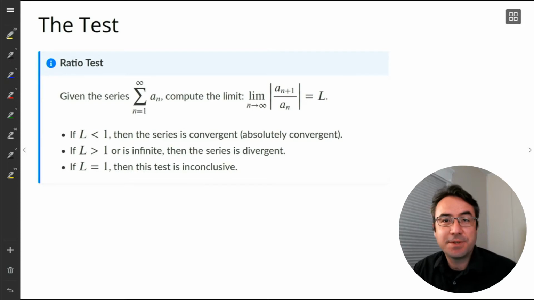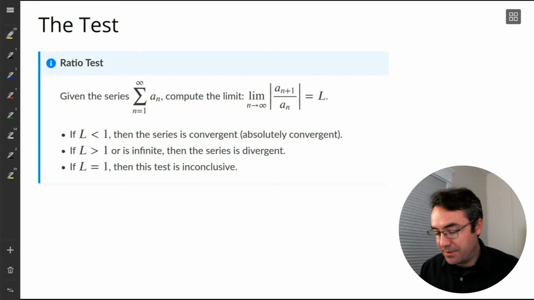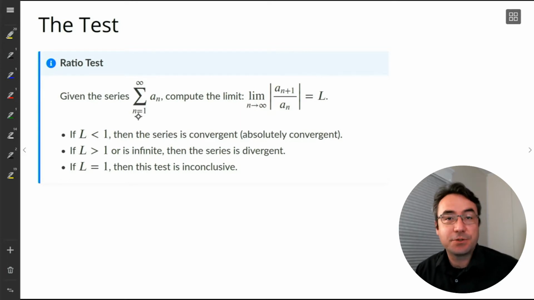So here's what the test says. It's called the ratio test, and we're given a series sigma an that we're interested in. We want to know, can we add all these terms together? Is this series convergent or is it divergent? So does the sum not exist? That's what we're trying to determine here. Can we add all those terms together or not?